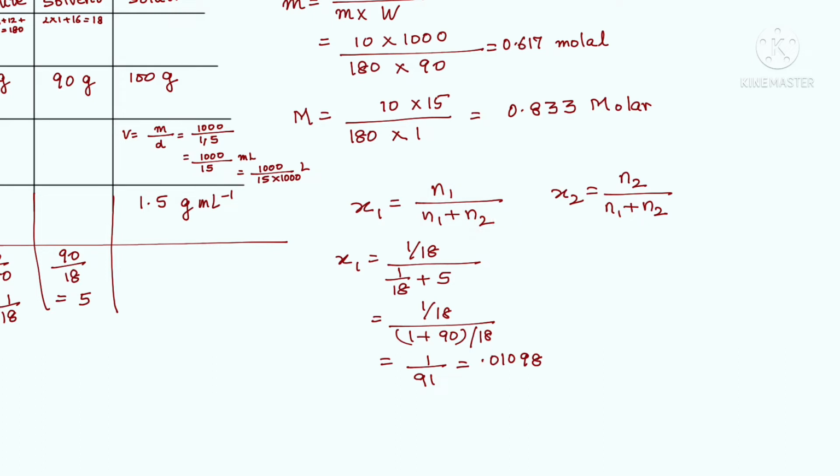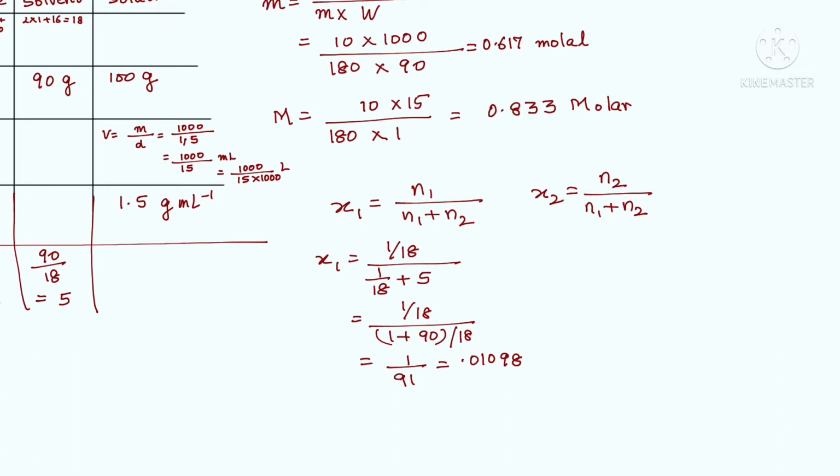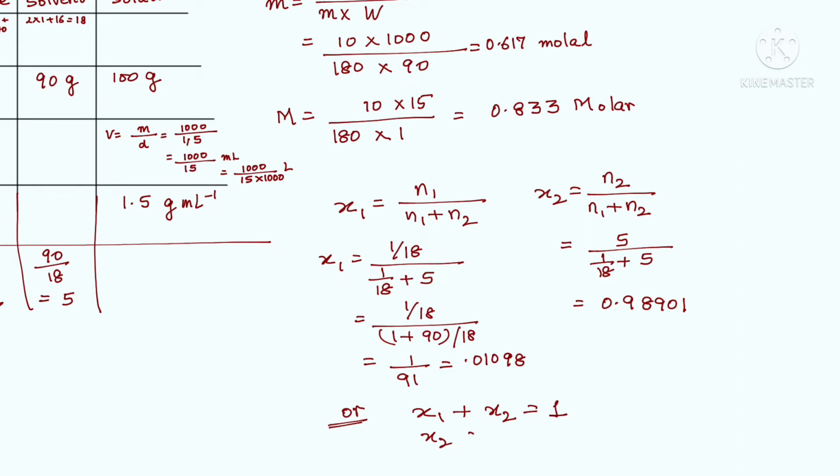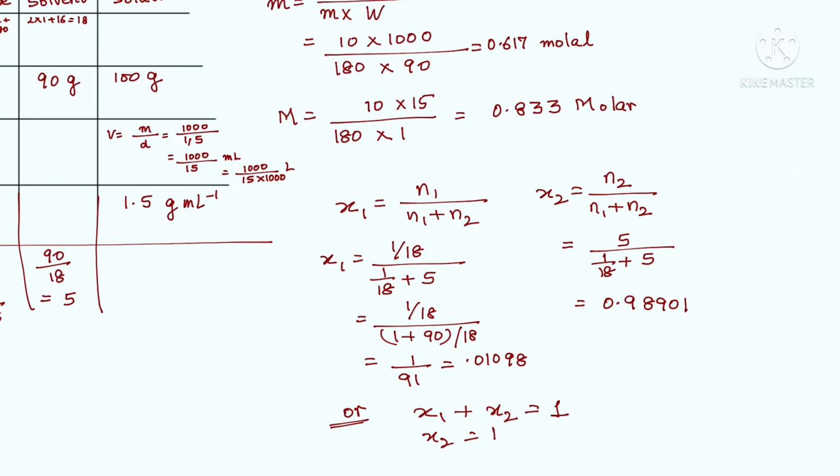So what will be the mole fraction of the solvent? Either you can put the values over here, in which case this will be 5 divided by 1 by 18 plus 5, and you get the value of 0.98901. Or do you remember that we said that the sum of mole fractions is always equal to 1. So I can also determine x2 as equal to 1 minus x1, which will again give me the same value, right?